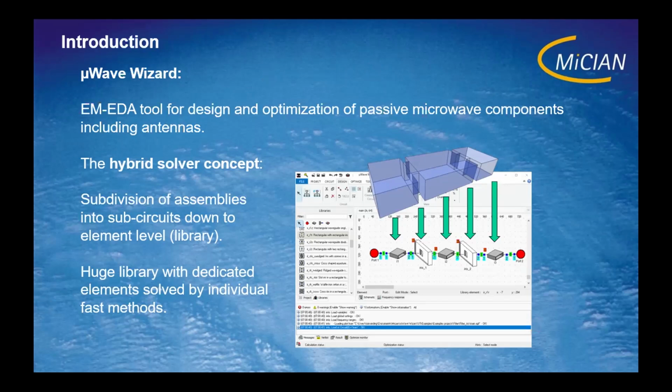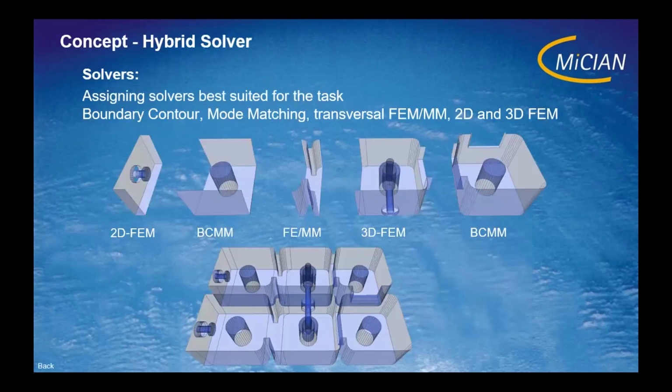In our software we have a huge library containing several elements usable for constructing this kind of components: antennas, filters, multiplexers, and so on. This is another representation of the available solvers in our software: 2D FEM, boundary control mode matching, FEM, 3D FEM, and so on.